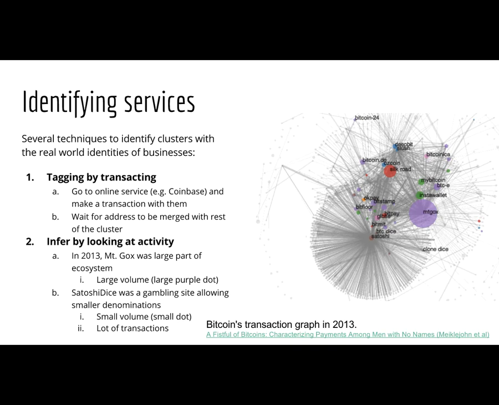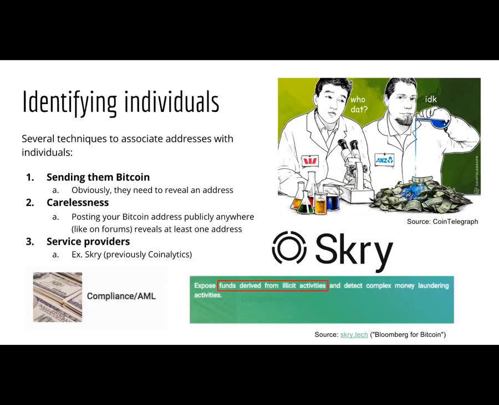Another way you can do it is by looking at the transaction graph itself using some pretty data visualization tools. So right here is a transaction graph of Bitcoin back in 2013. And in 2013, Mt. Gox was a huge part of the Bitcoin ecosystem. I think they comprised 10% of all Bitcoin or something. So you can see this giant purple dot. Another service that existed was Satoshi Dice, which is a gambling service that allowed for small denominations, but you had a lot of transactions. So that's why the dot is really small and you see a lot of outgoing edges.